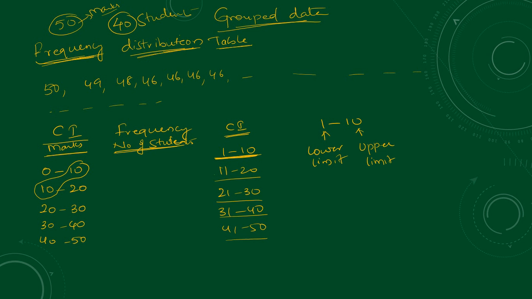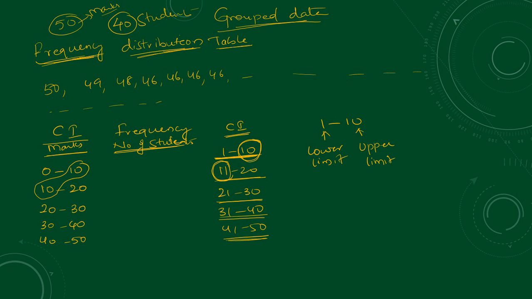Right. Now for every class interval you are going to have a lower limit and an upper limit. In the same way, for all the class intervals you are going to have a lower limit and an upper limit. Here the upper limit of this class and the lower limit of the next class are different.